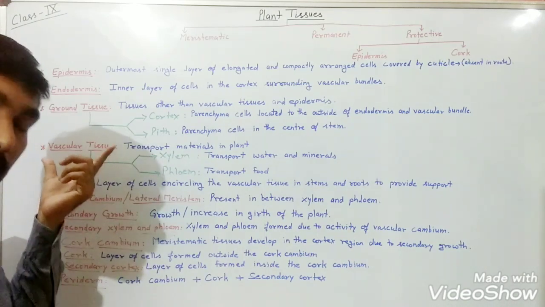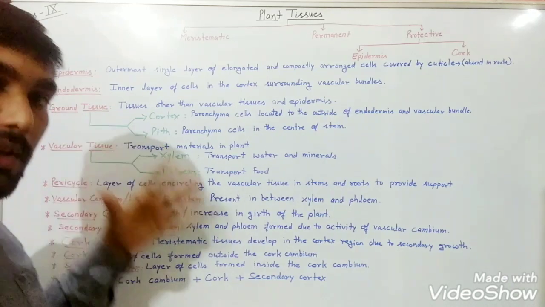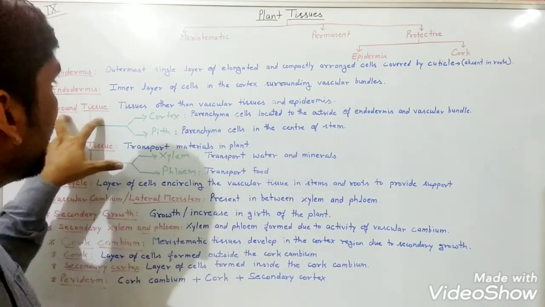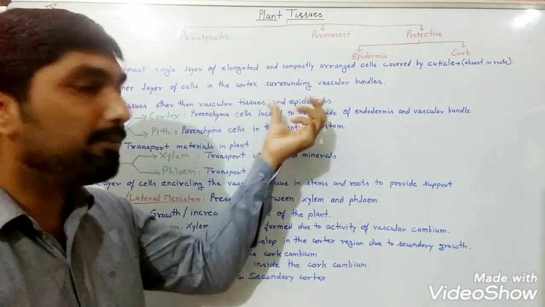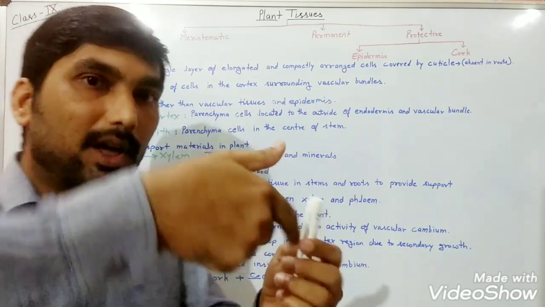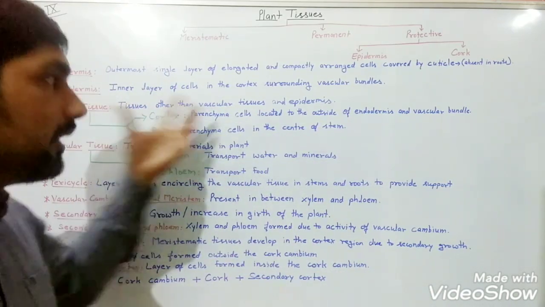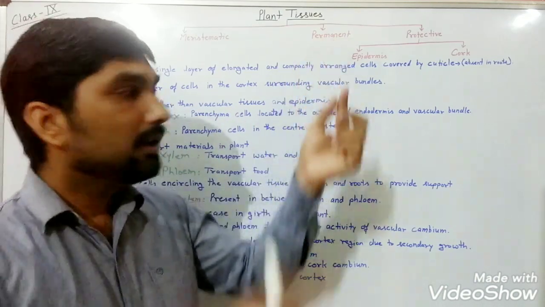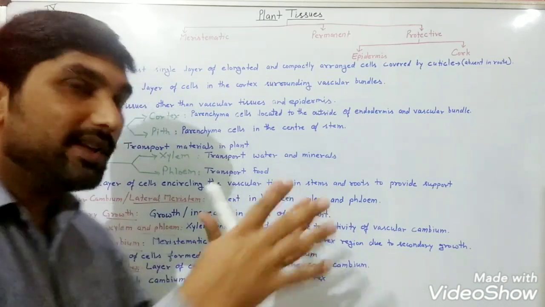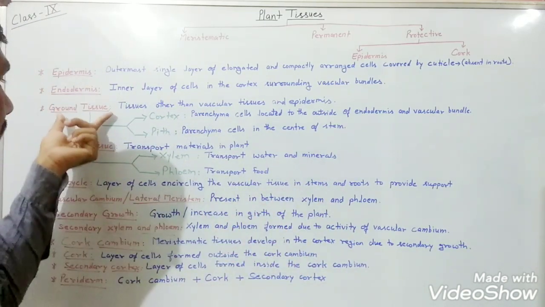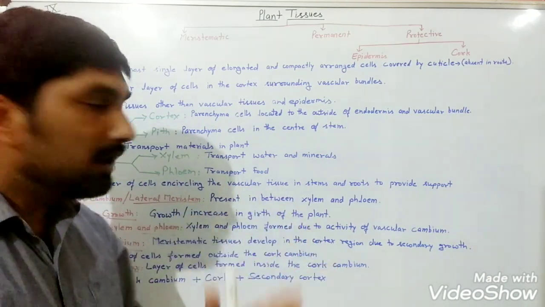So if the tissues in plants are busy in the transportation of materials, such tissues are known as vascular tissue. Ground tissues are the tissues present other than vascular tissue and epidermis. So apart from the outermost layer and apart from the xylem and phloem, the other tissues, meaning parenchyma, collenchyma and sclerenchyma, are known as what? Ground tissues.